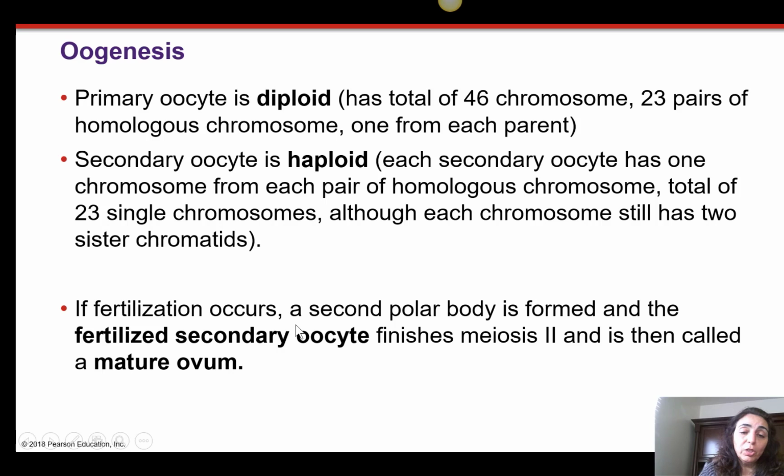As you see, we talked about how the secondary oocyte divides and then makes a mature ovum. Now you'll see here that it is not happening inside of the ovary. The final part of this is happening after fertilization, and we're going to talk about it.